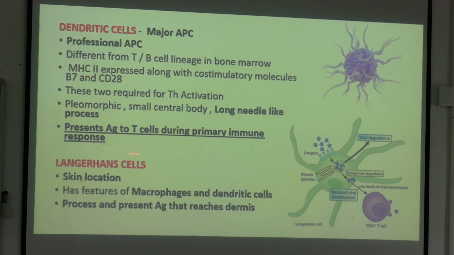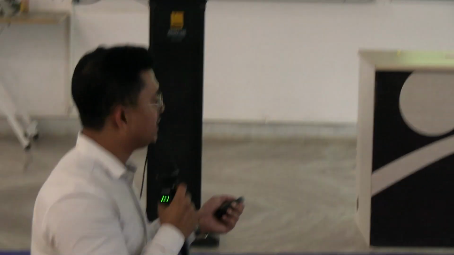Okay. They are pleomorphic, they are small, having a central body, and they have a long needle-like process. And this long needle-like process actually helps them to capture the foreign particle of the antigen. So that's why they are called the dendrites. They present the antigen to the T cells during the primary immune response. Similarly, আরেক type of cell called the Langerhans cell, they are also the APCs, but these APCs are located on the skin. So whenever there is a foreign particle or antigen on the skin, these Langerhans cells will take part. Okay. Otherwise, the dendritic cells, they are good enough for the whole system.